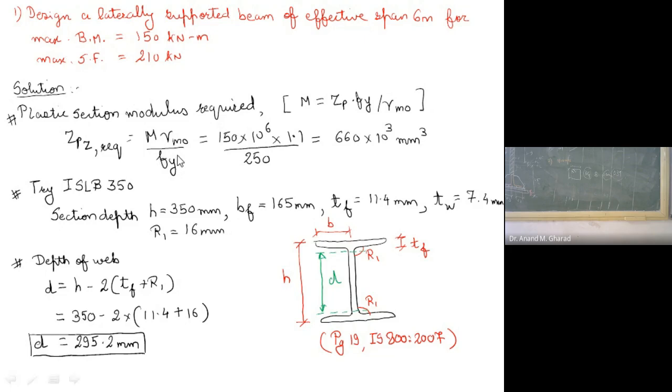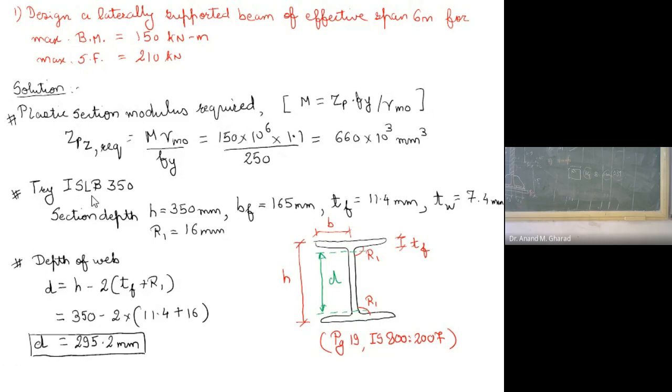Then you do the calculation, and whatever calculation you do, whatever formula you write, you are supposed to mention the IS code clause. For example, gamma m naught वो कहाँ से आया, उसकी वैल्यू क्या है, वो टेबल का रेफरेंस आप लोगों को देना है. Now based on this ZPZ value, ठीक है, we will be selecting one section which will be sufficient for our design purpose, and that section you can try from your IS 800 2007.